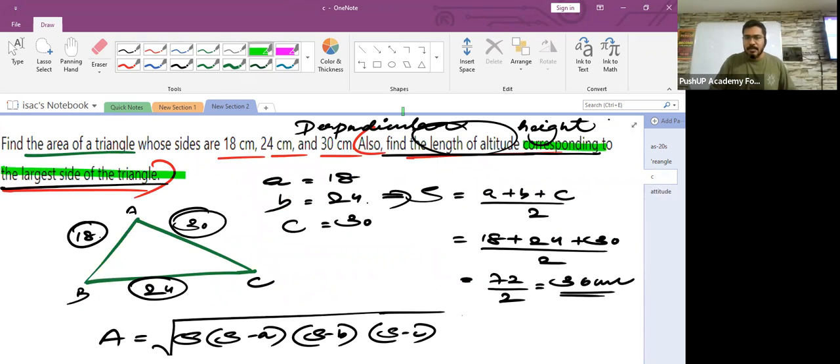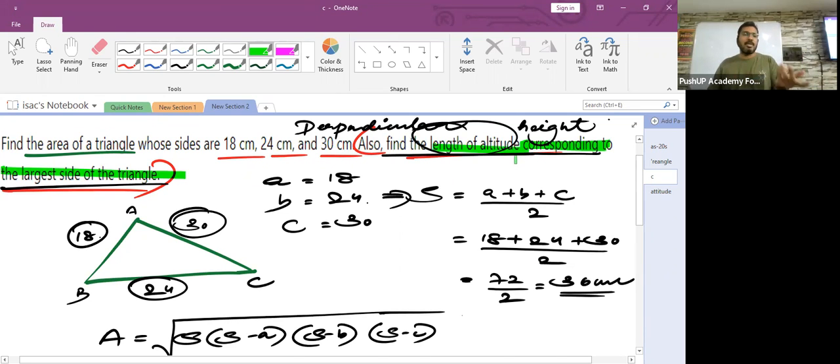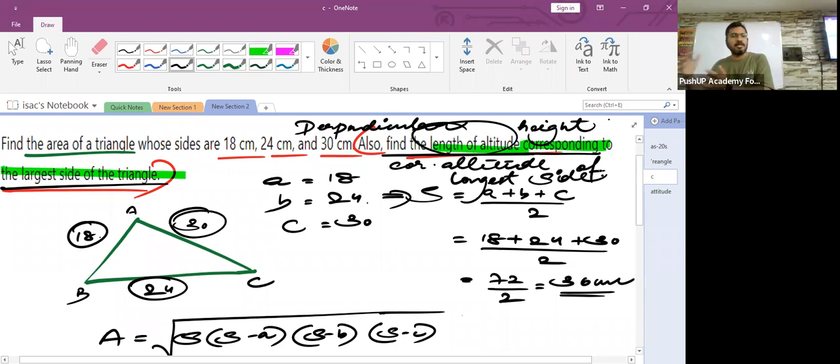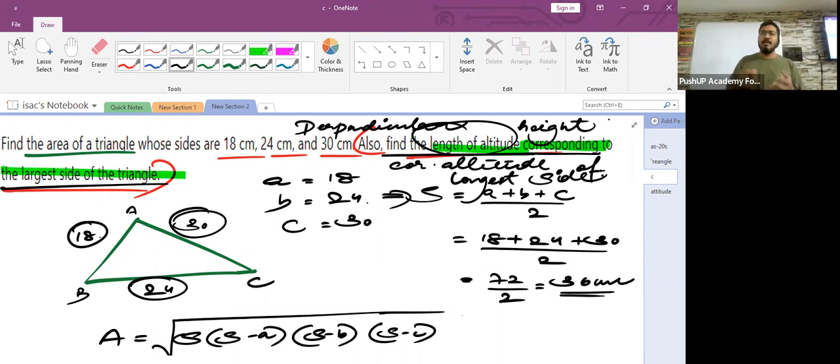They were asking us to find what? The corresponding height. The length of the altitude means the height. The length of altitude corresponds to the largest side of the triangle. So if you want to frame this sentence in a simpler way, you just need to find the corresponding altitude of the longest side. That's all, children. They could have framed the sentence in such a short manner. There is no need to write find the length of altitude corresponding to the largest side. Simply mention find the corresponding altitude to the longest side.